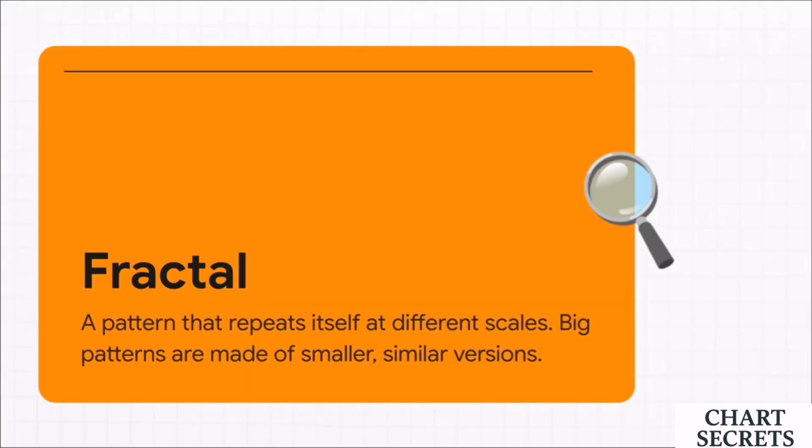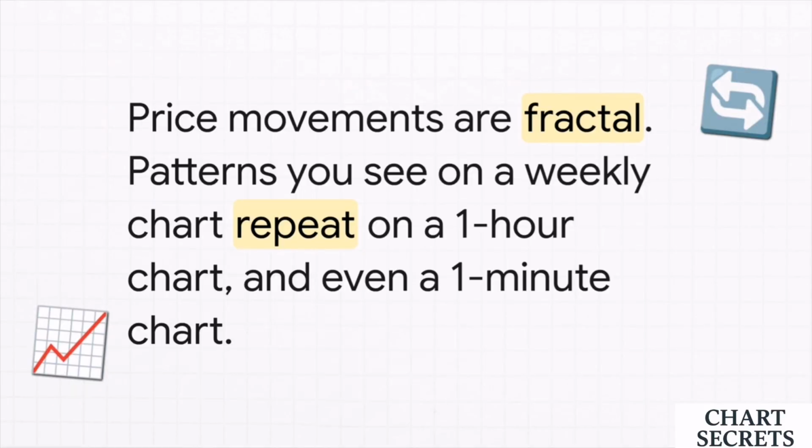So what on earth is a fractal? It sounds complicated, but it's not. Just think about a coastline on a map, or a snowflake, or even the branches on a tree. It's a pattern from nature that just repeats itself at different scales. The closer you zoom in, the more you see these smaller, identical versions of the big overall shape. And here is the mind-blowing part. This law of nature applies directly to financial markets.